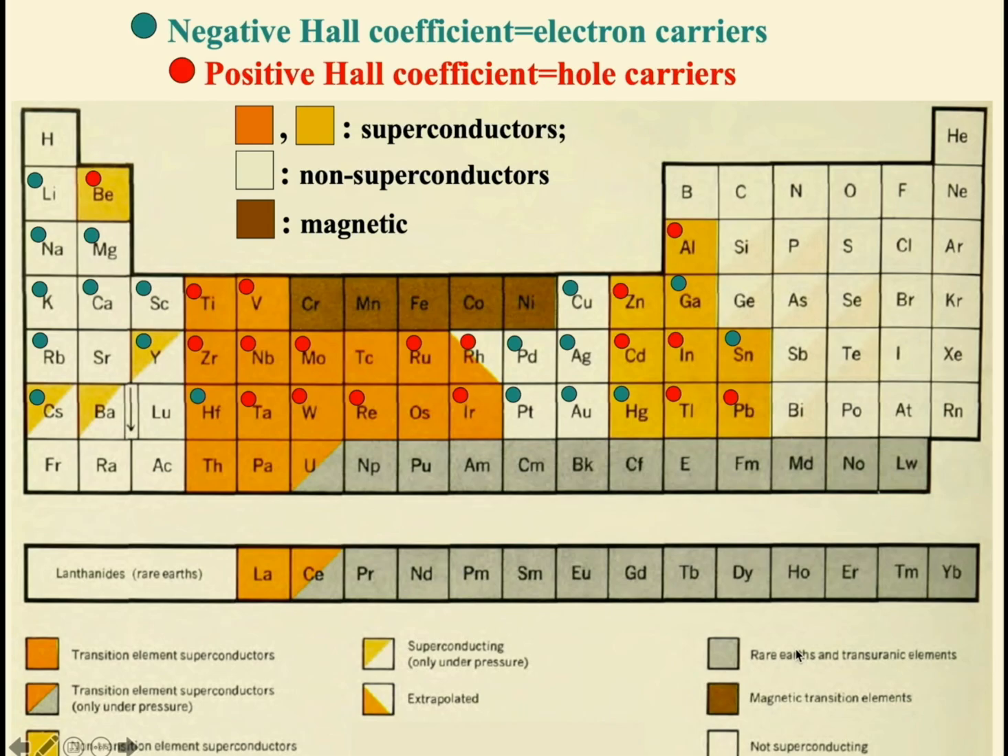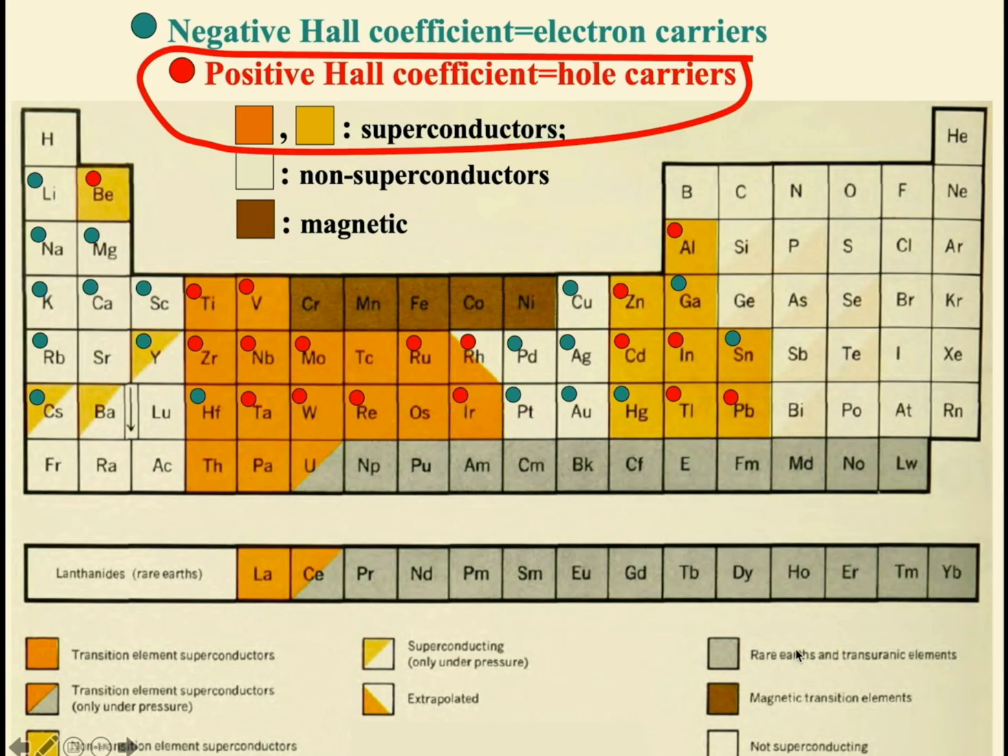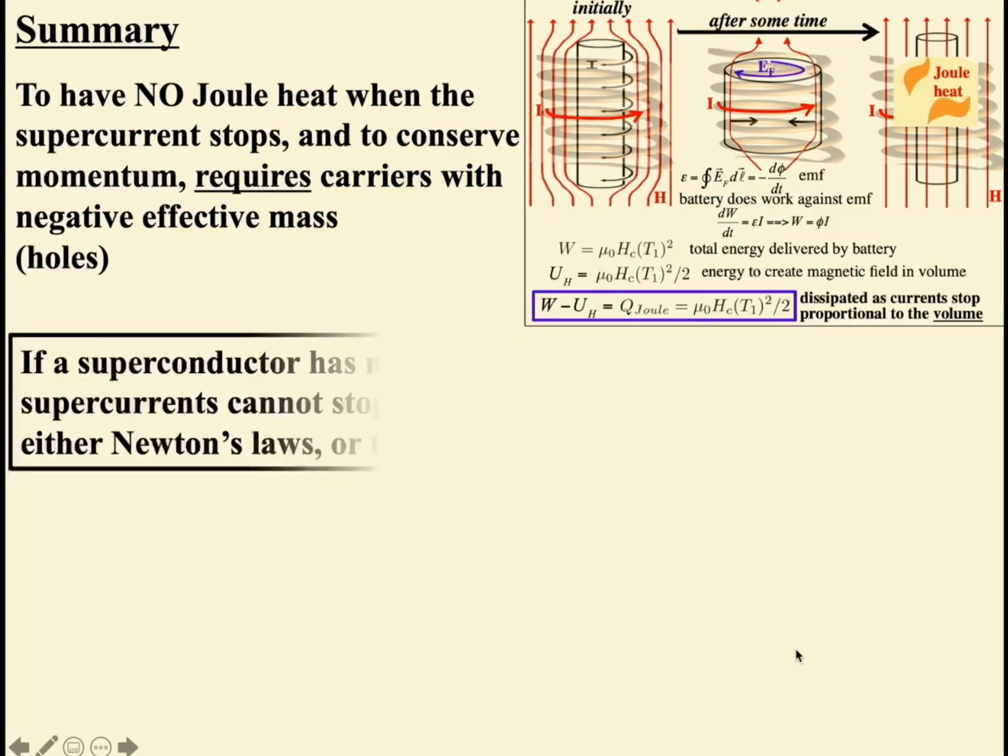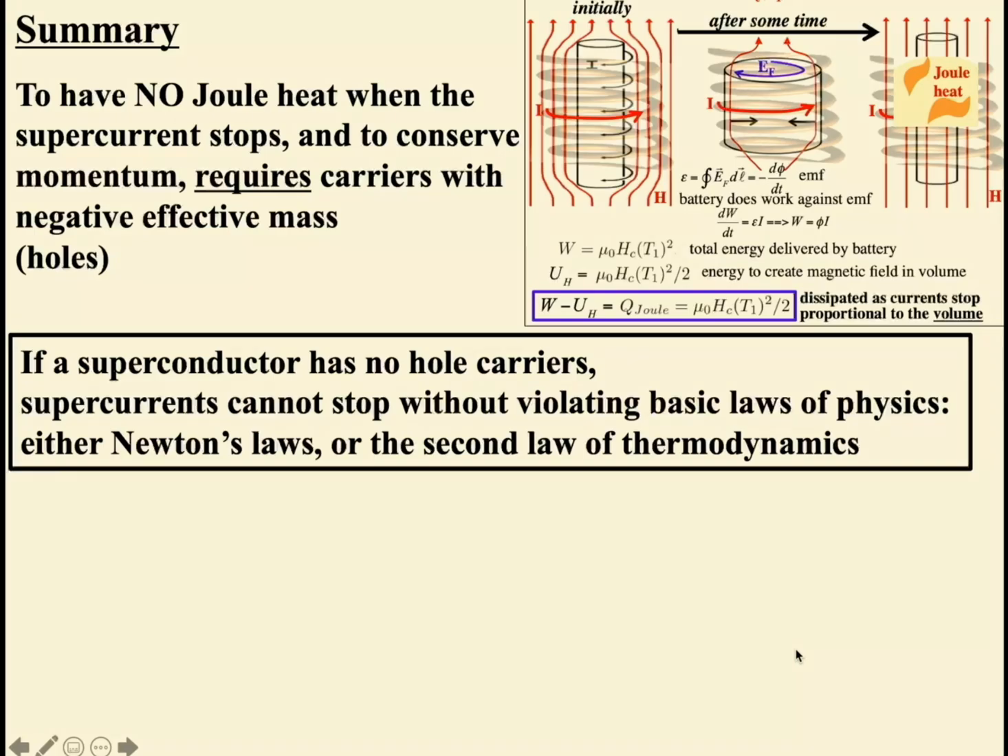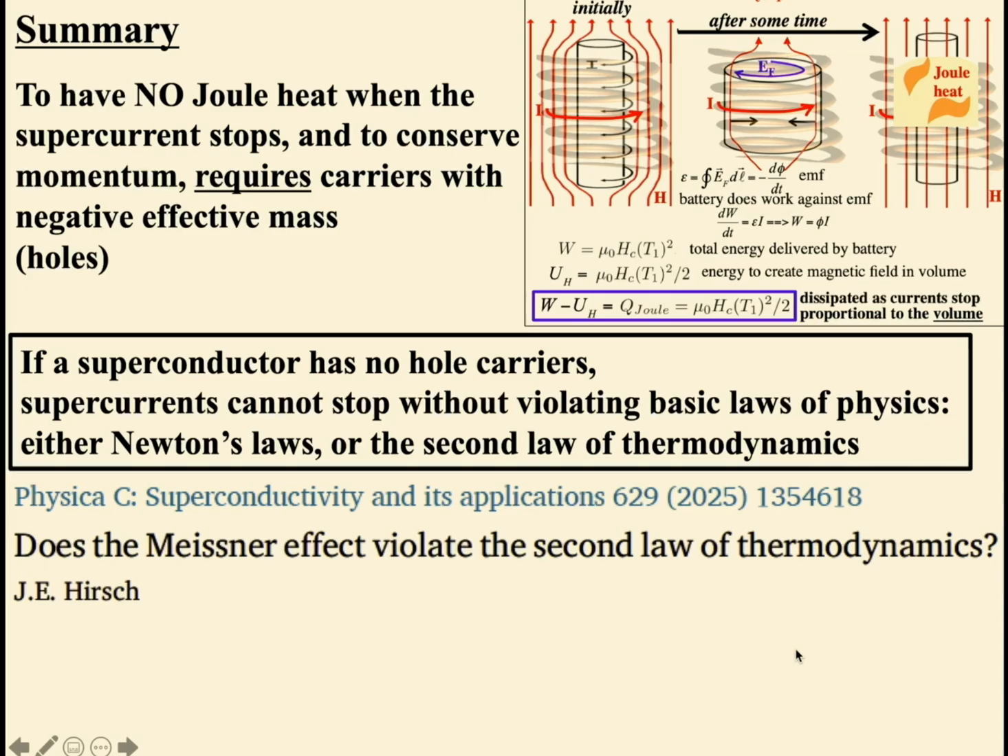As simple as that. You look at the periodic table, you see that superconductors have positive Hall coefficient, non-superconductors for the most part have negative Hall coefficient, which correlates with this very simple basic idea. You need negative effective mass or Hall carriers. So here's a summary. As I said, for the normal metal, you get dissipation. If you don't have Hall carriers in the superconductors, you cannot stop the supercurrent without developing Joule heat.